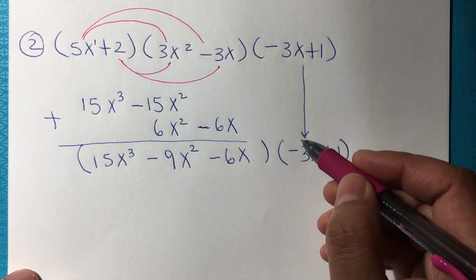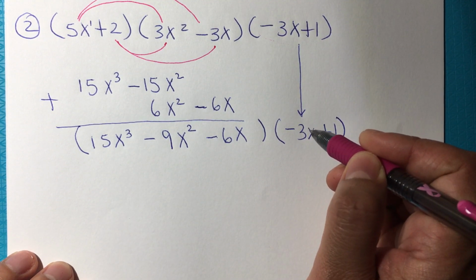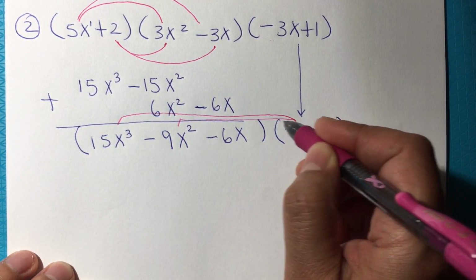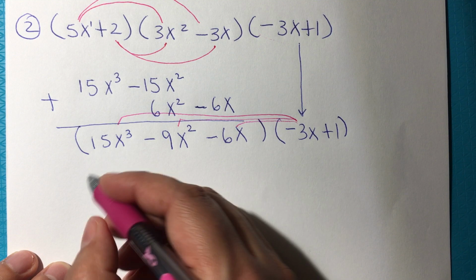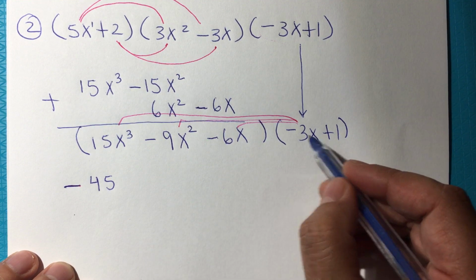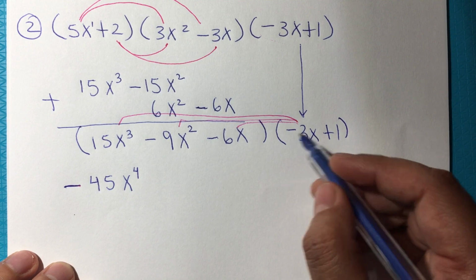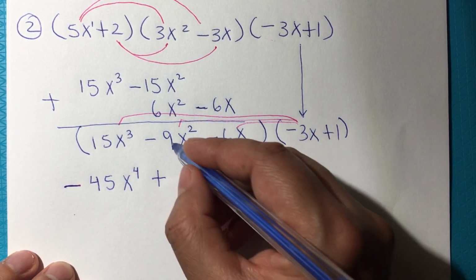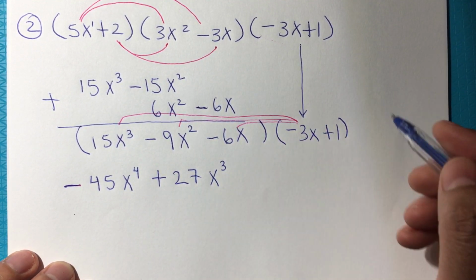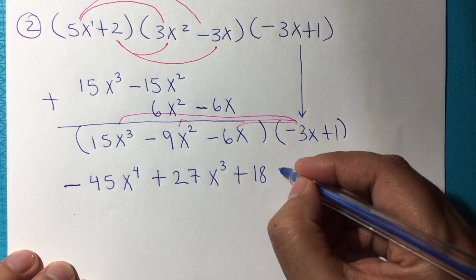It will be easier to just do the distributive from this one to this. And so what I'll do is multiply negative 3x times each one of these. And so negative times positive is negative. 3 times 15 is 45. And x times x cubed is x to the 4th power. Negative times negative is positive. 3 times 9 is 27. And x times x squared is x cubed. Negative times negative is positive. 3 times 6 is 18. And x times x is x squared.